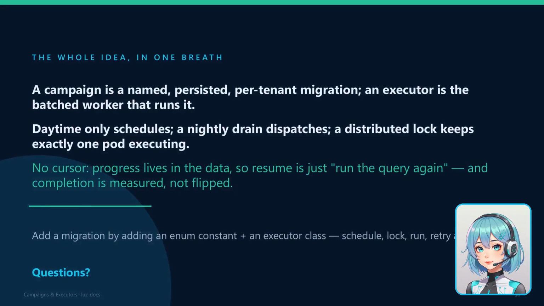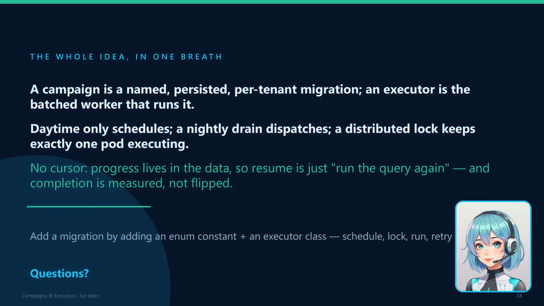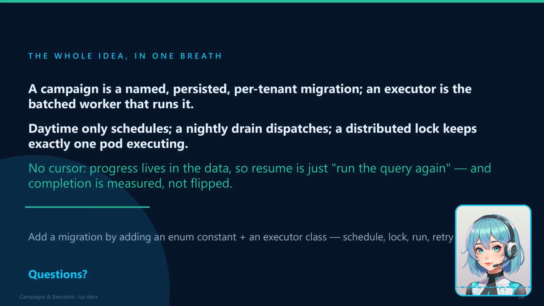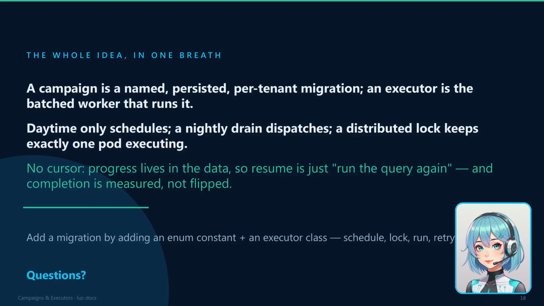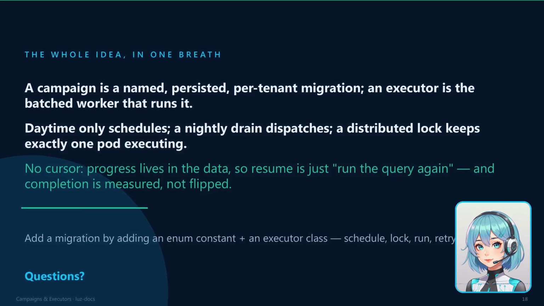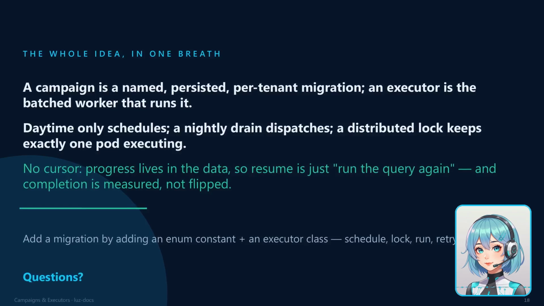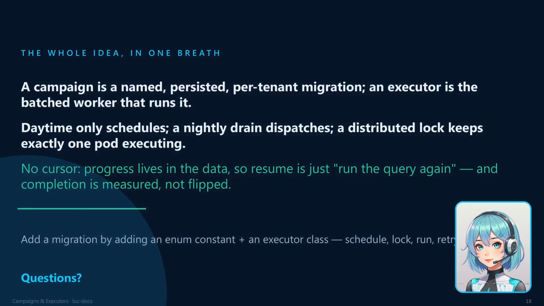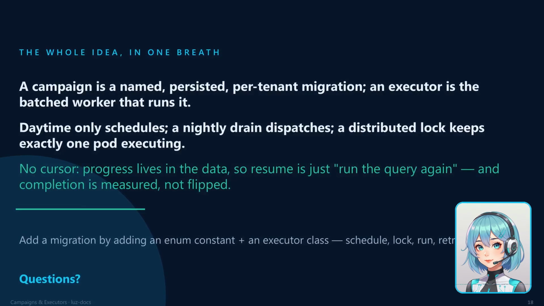In one breath. A campaign is a named, persisted, per-tenant migration. An executor is the batched worker that runs it. Daytime-only schedules. A nightly drain dispatches. A distributed lock keeps exactly 1 pod executing. Progress lives in the data, so resume is just running the query again, and completion is measured rather than flipped. Add a migration by adding an enum constant and an executor class, and the whole pipeline that schedules, locks, runs, and retries comes for free.